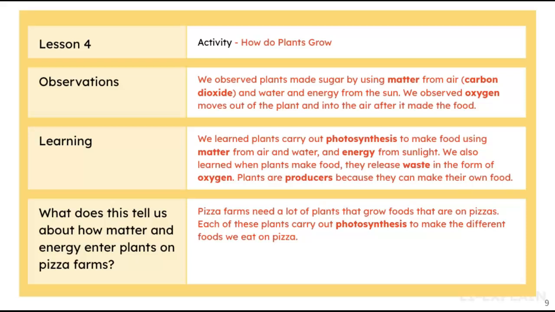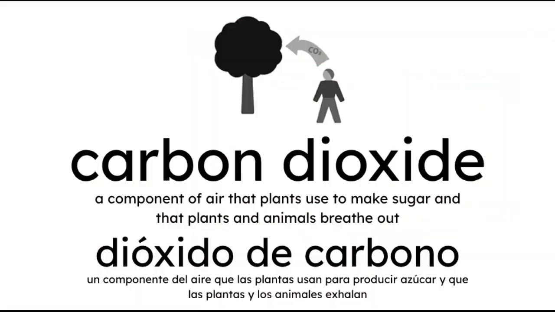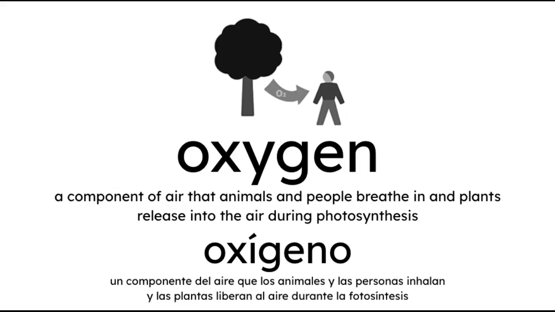From the discussion, students should understand that pizza farms need a lot of plants that grow foods that are on pizzas. Each of these plants carry out photosynthesis to make the different foods we eat on pizza. During the discussion, you can post and discuss the carbon dioxide and oxygen vocabulary cards.